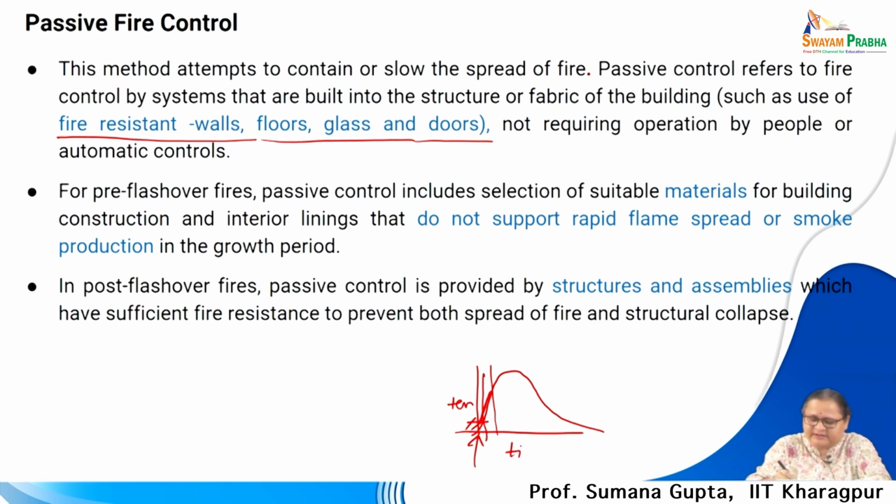In post flashover, that means after the flashover has happened and before the decay, passive control is provided by the structure and the assemblies. As we learnt in our previous module, the load bearing capacity should be sufficient so that it can resist any failure coming out of high temperature, that is beyond 800 degree centigrade.